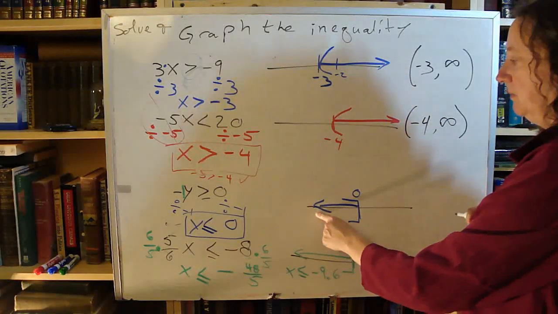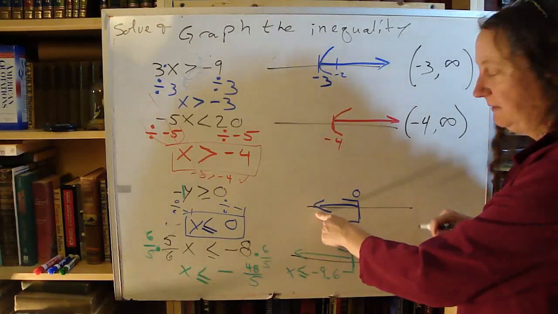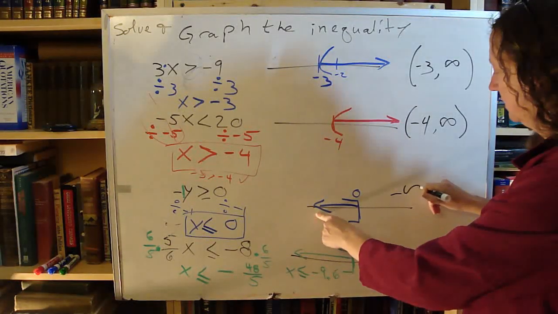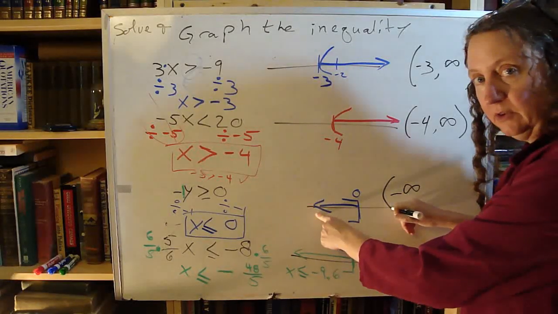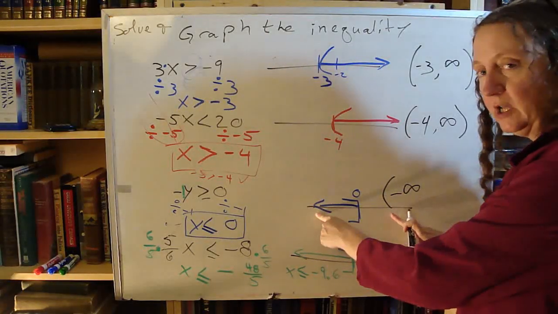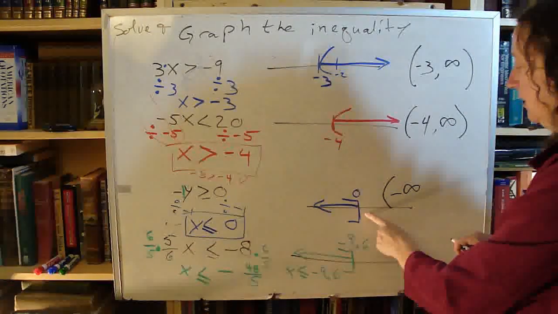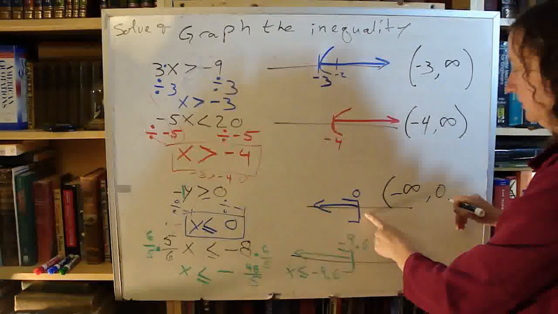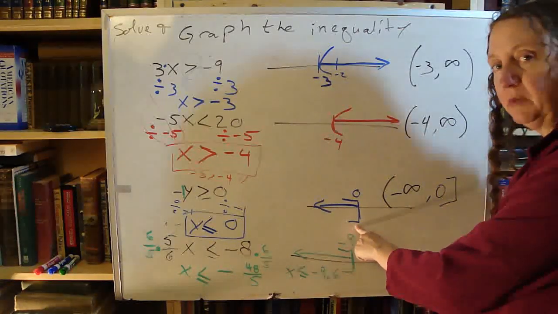Third example. Starts with an arrow. That means it's starting at -infinity. Infinity always gets the round parentheses. This time it's starting, so it gets the open round parentheses. Goes up to 0. And I can see that it's ending with the squared off bracket.